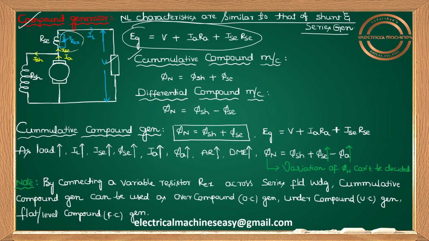And I told, depending on the degree of compounding, compound generators are classified into two types. Number one, cumulative compound machine. Number two, differential compound machine.